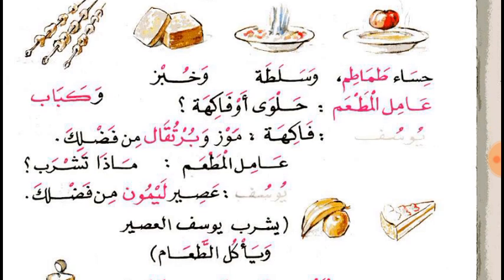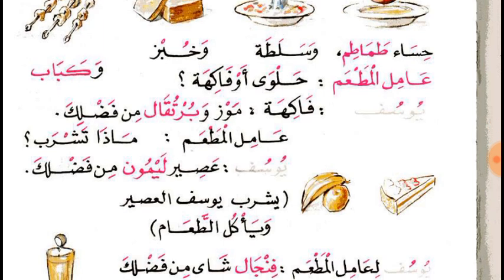Amil al matam, waiter of the restaurant. Halwa, sweets, or fakiha, fruit, banana or orange. Min fazlika, please. Amil al matam, waiter. Maza tashrub? What would you want to drink? What will you drink?